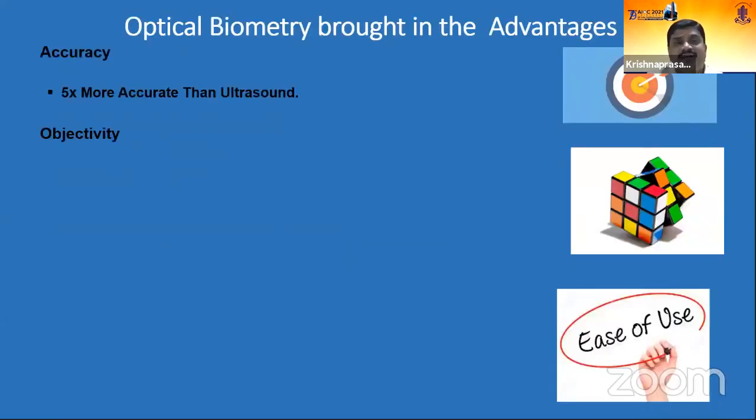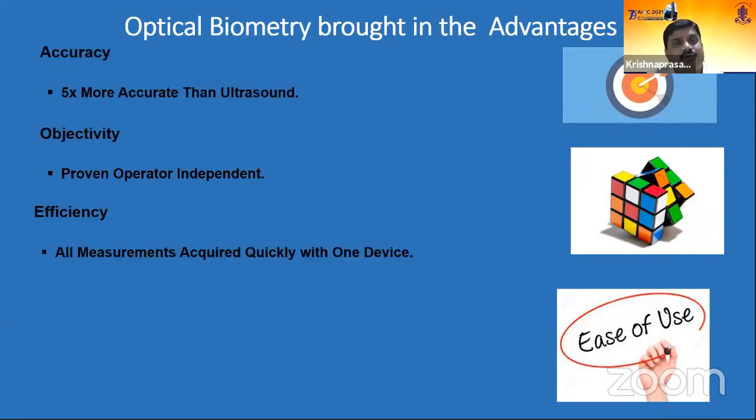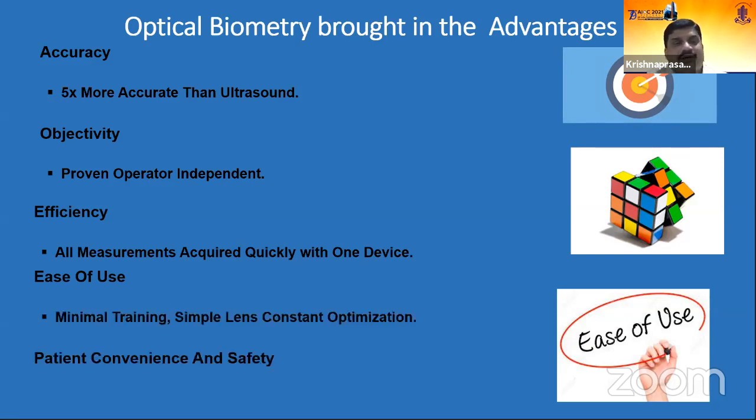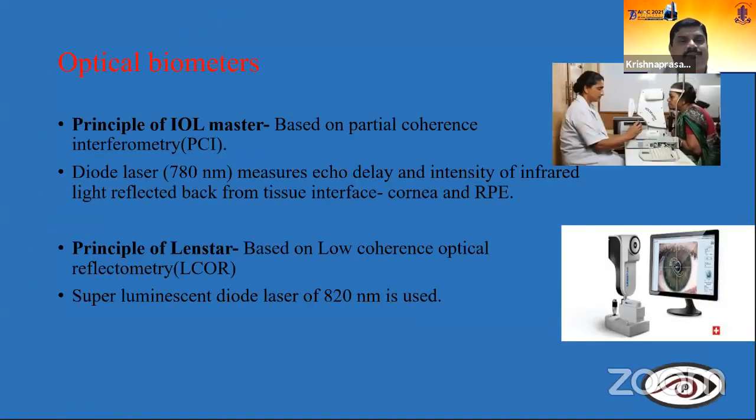So these are the advantages of the optical biometer. Of course, it is 5 times more accurate than ultrasound. It is proven operator independent; anybody, your technician, can operate this. You also need not train them much, it will not take much time. And for patient convenience also, it's very easy because it's non-contact and you need not put any anesthetic drop. So let me come to the main part of today's talk, which is about the optical biometer.